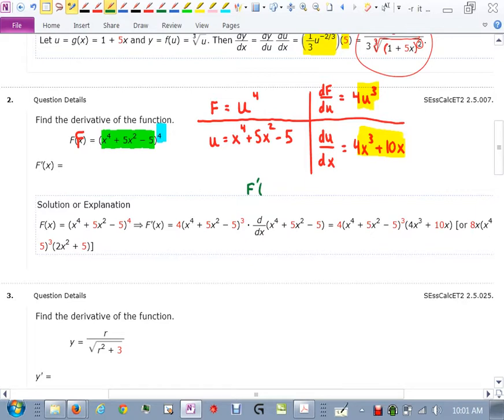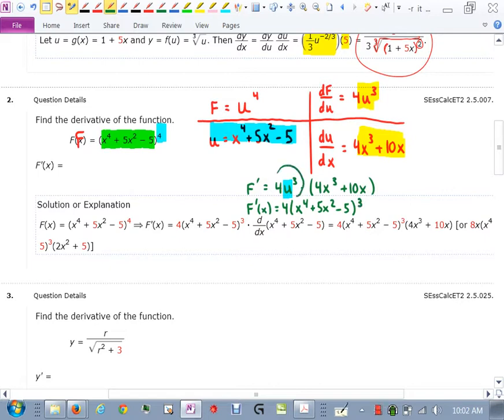it will be, well, let me just write it this way. This will be equal to 4u cubed times, now I need this in parentheses because I have two terms, 4x cubed plus 10x. And now what I need to do is just make sure I replace my u here with whatever u is, and remember u is up here. So now I can say my derivative with respect to x is 4 times now u, which was x to the 4th plus 5x squared minus 5, all of that to the 4th power, or yeah, 3rd power.